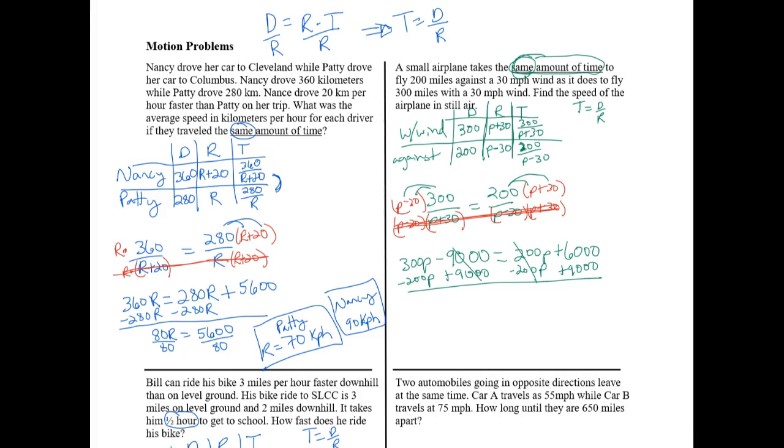This leaves me with 100p equaling 15,000. Divide both sides by 100, and p equals 150. That is the speed of the plane in still air, 150 miles per hour.